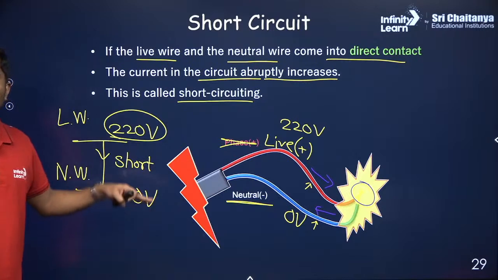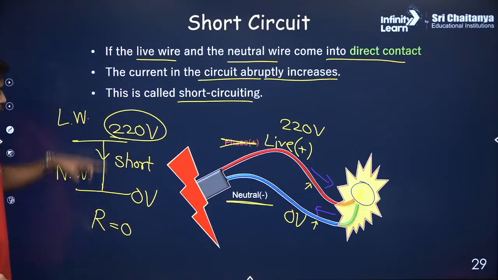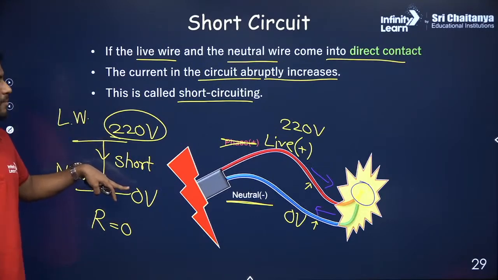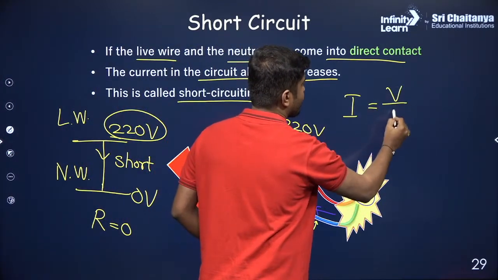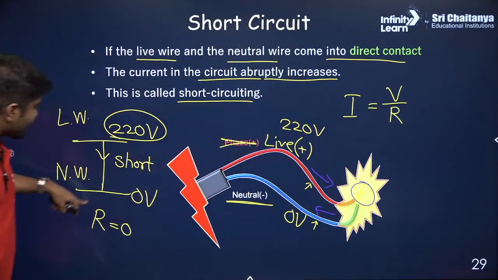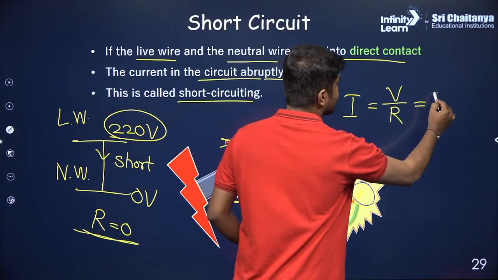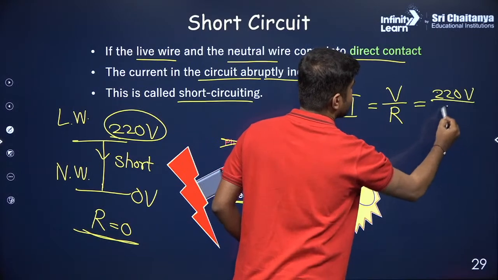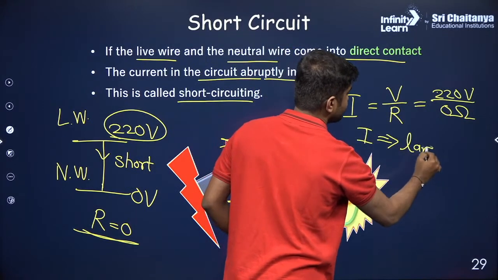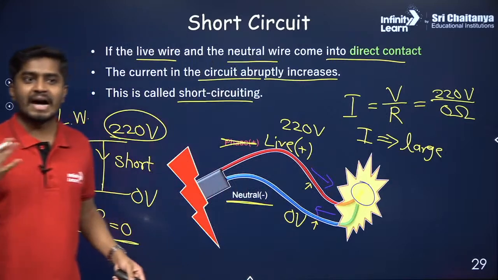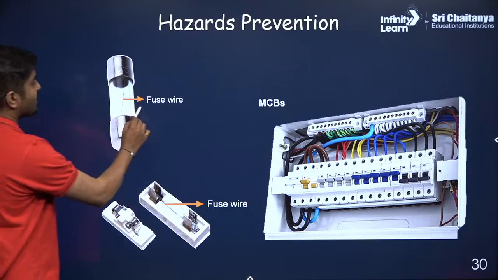Short circuit means there is no resistance. Short circuit means the resistance value is 0. If the resistance value is 0, the potential difference is 220. You remember Ohm's law? Ohm's law says the current is equal to voltage divided by resistance. If the resistance value is 0, can you tell me what the current is? It is 220 divided by 0 ohms. So the current will be very large. It won't reach infinity, but it would be a very large current. Understood now?